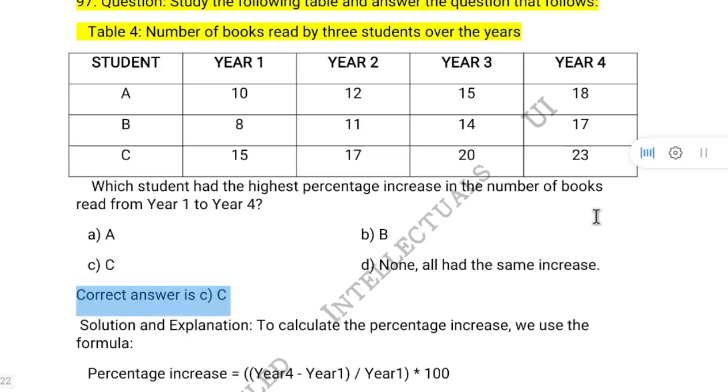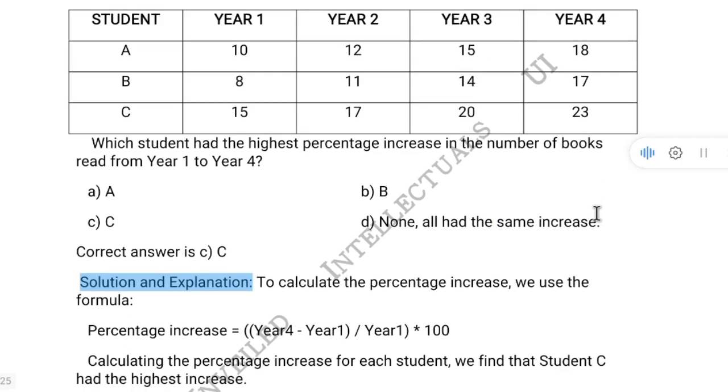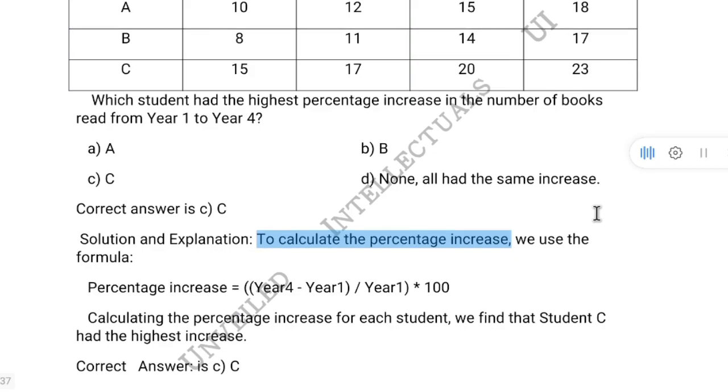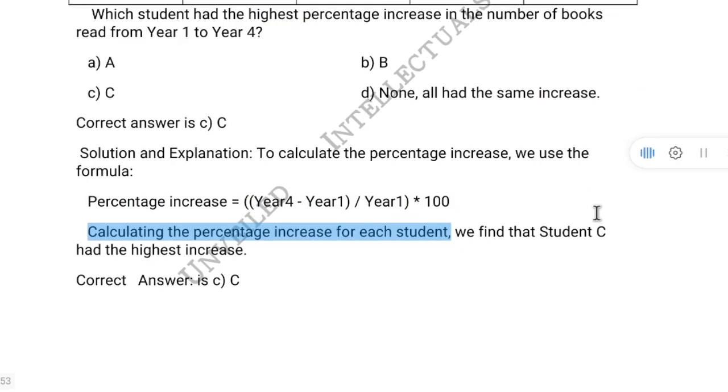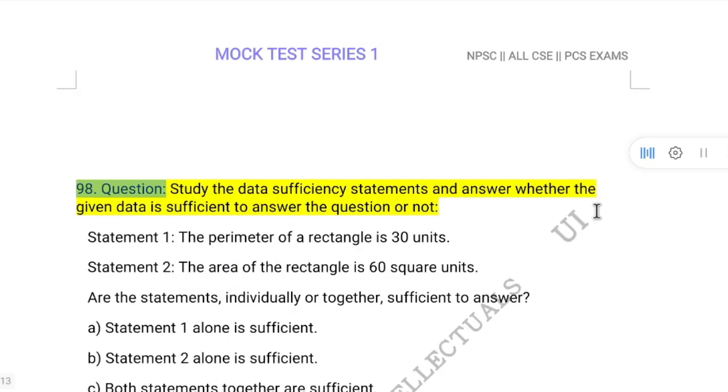Correct answer is C. Solution and explanation. To calculate the percentage increase, we use the formula: percentage increase equals (year 4 minus year 1) divided by year 1, times 100. Calculating the percentage increase for each student, we find that student C had the highest increase. Correct answer is C.